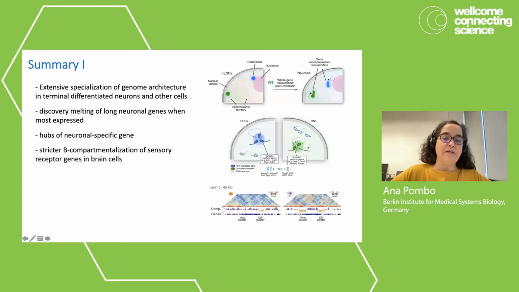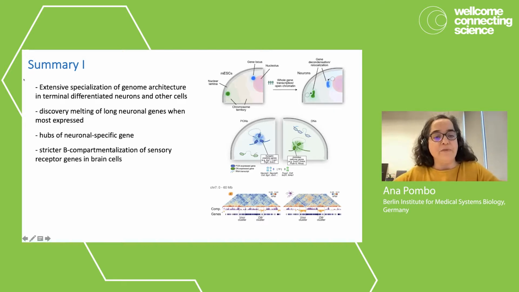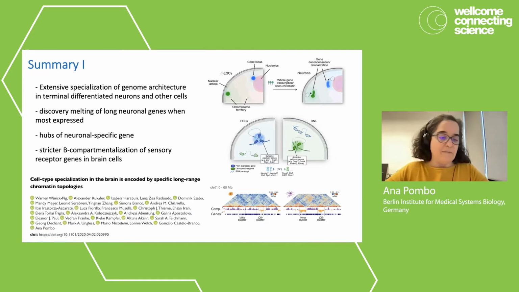And so in summary, we see extensive specialization of genome architecture in terminally differentiated neurons and other cells. In the study, we discovered the melting of long neuronal genes when they're most expressed, hubs of neuronal-specific genes, and, as I mentioned in my introduction, stricter B compartmentalization of sensory receptor genes specific in the brain cells and not in ES cells. And this study has been accepted, but it's also available as a bioRxiv preprint.